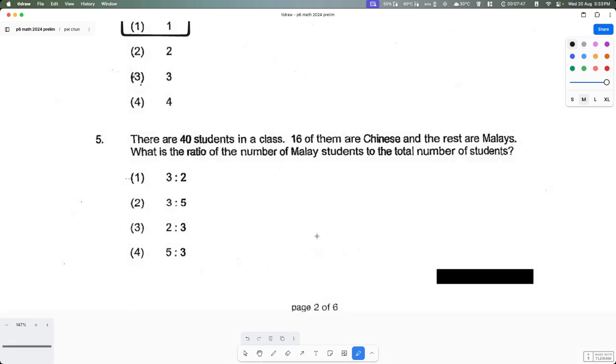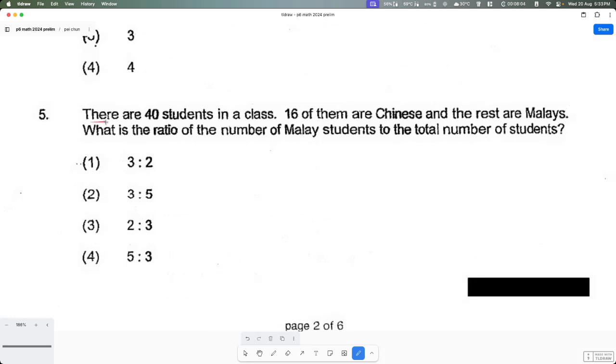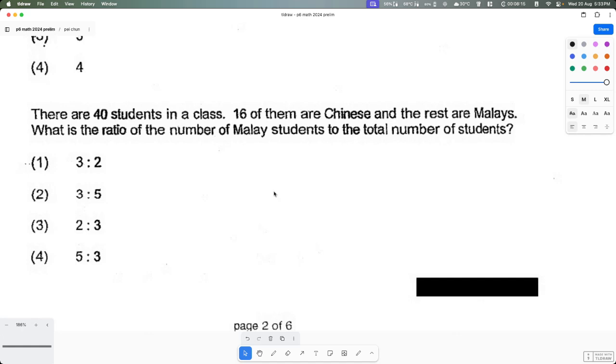Okay, let's move on to question number 5. It says here there are 40 students in a class. 16 of them are Chinese and the rest are Malays. What's the ratio of number of Malay students to the total number of students? So we want to have Malays. Malays are equal to 40 minus 16, right? This is equal to 24.